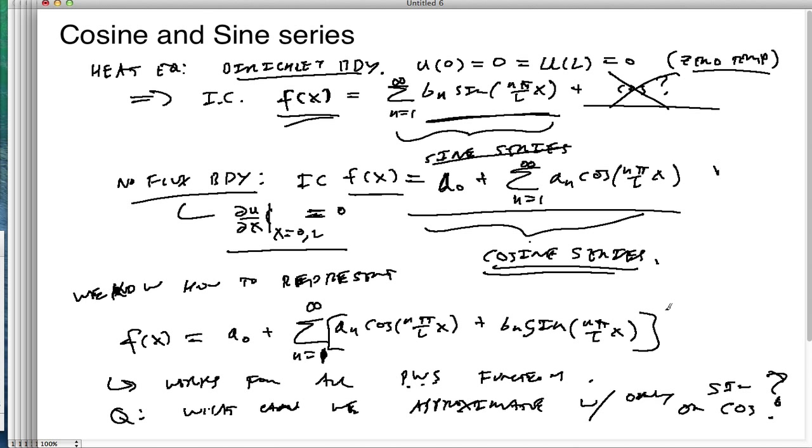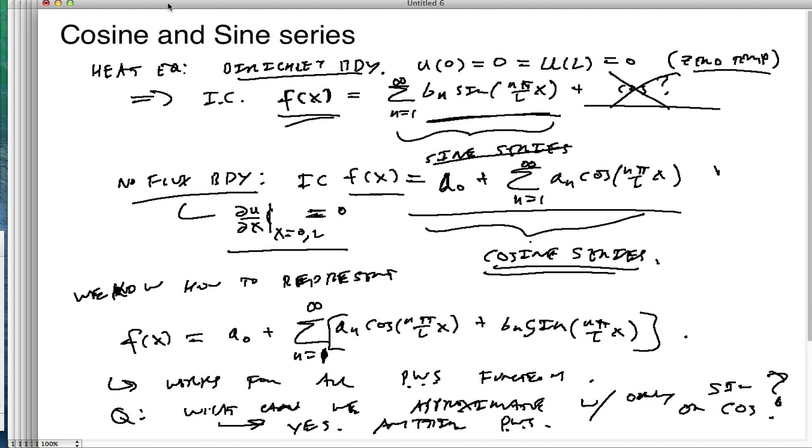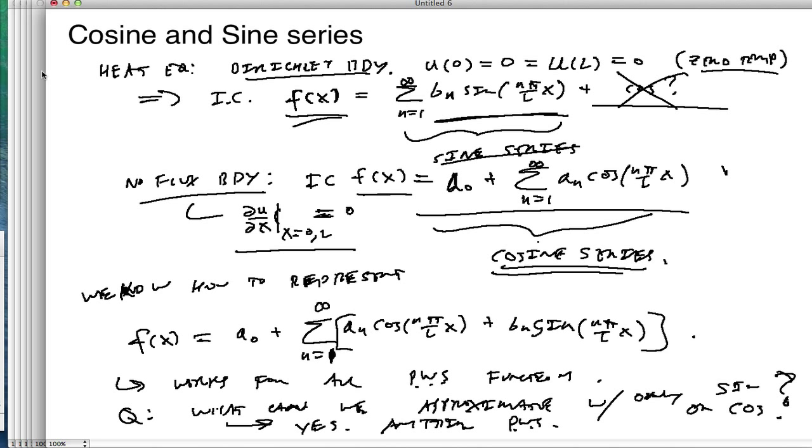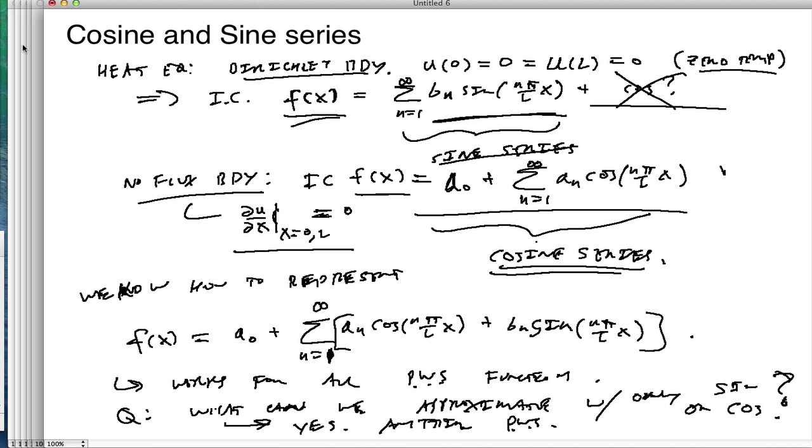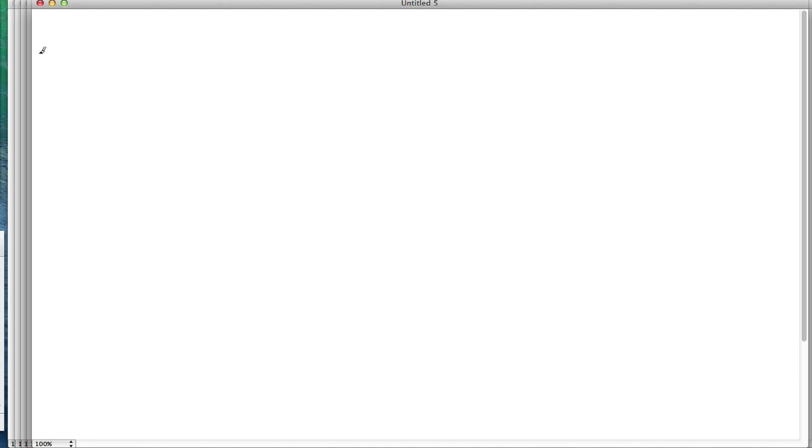And the answer is, yes, anything piecewise smooth. It turns out that the series involving only cosines and only sines can also represent these functions. But there are some details that we're going to have to sort out in order to do this. So there's the setup for the problem. What we're going to do is go over the theory here, and then in another video we're going to go over how to compute it for an actual example. So let's do that. All right, so some background.